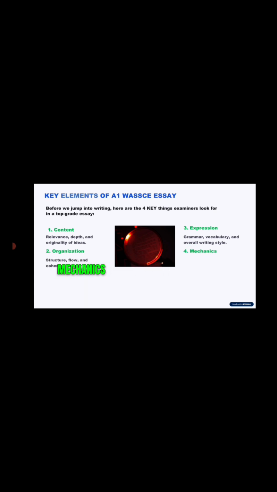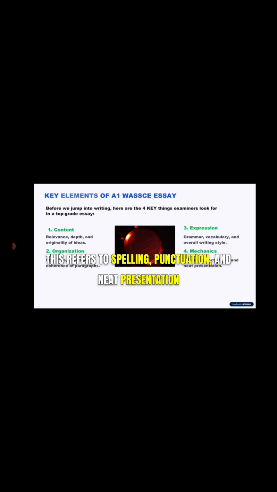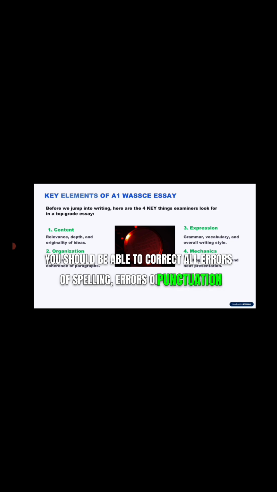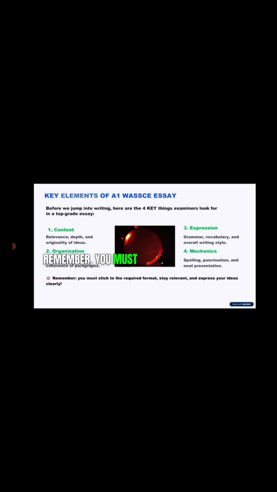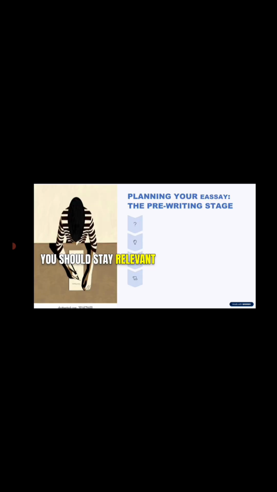4. Mechanics or mechanical accuracy. This refers to spelling, punctuation, and neat presentation. You should be able to correct all errors of spelling, errors of punctuation, and make sure your presentation is neat. So these are key elements of an A1 WASSCE essay. Remember, you must stick to the required format. This is really important. You should stay relevant and express your ideas clearly.